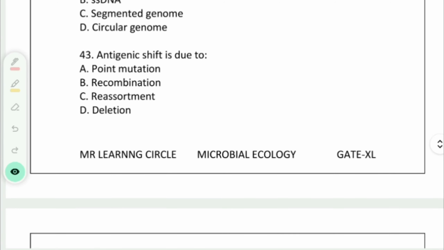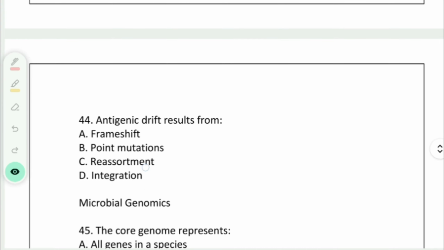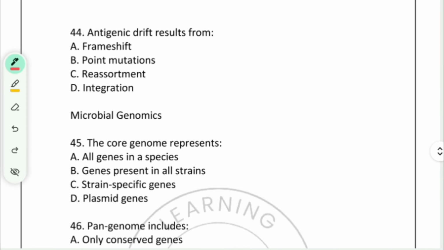Question number 43. Antigenic shift is due to. Options are A. point mutation, B. recombination, C. reassortment, D. deletion. Correct answer for this question is option C, reassortment.